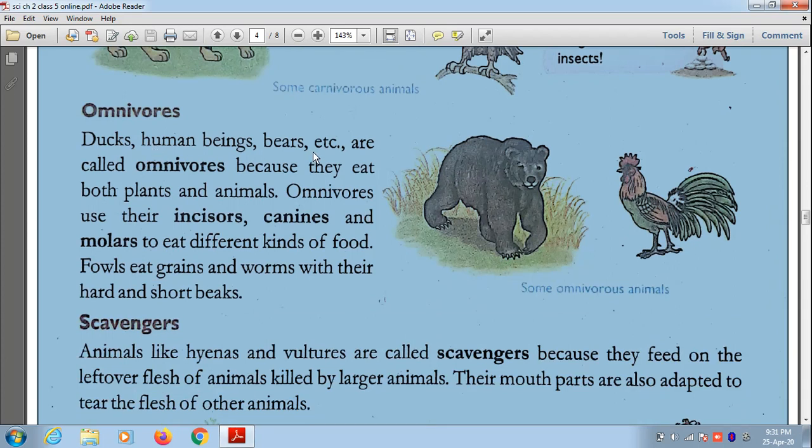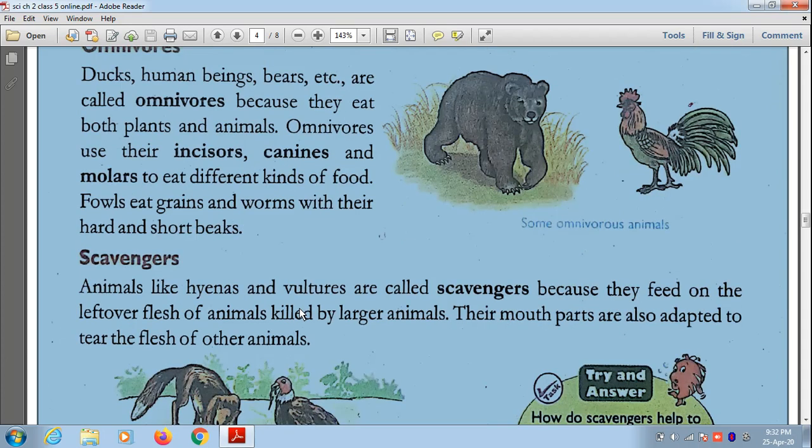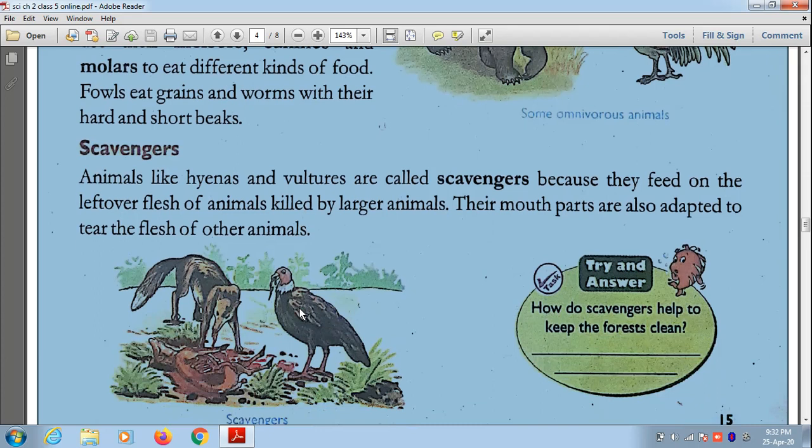They are called omnivores because they can eat both plants and animals. They use their incisors, canines and molars. So they use all the different kinds of teeth to eat different kinds of food. Right? Fowls eat grain and worms with their hard and short beaks. So all these adaptive features help them to catch hold of their prey and eat them.